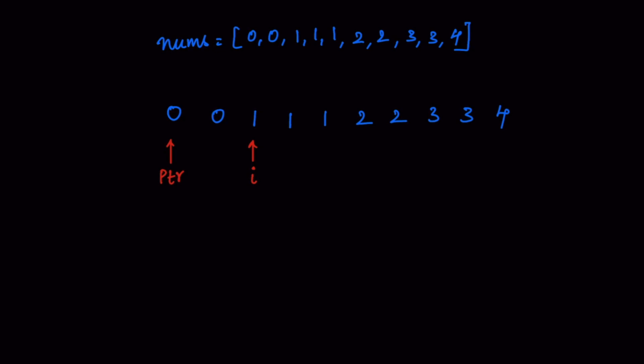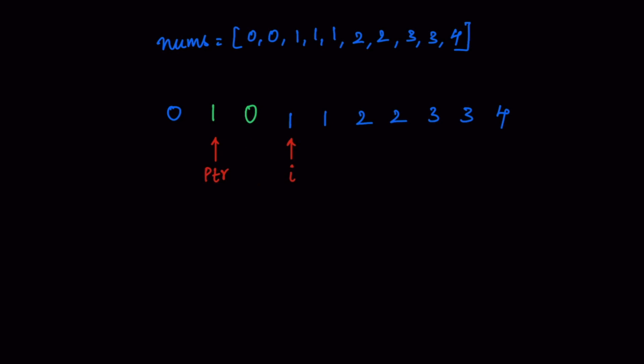Then in this case, we are going to do two things. First is to increment our ptr pointer and the next one is to swap the values. So first we increment the ptr. Yes, ptr is incremented. Now nums of ptr and nums of i need to be swapped. After swapping, we get this. Now the values of nums of ptr and nums of i are swapped. Then the i value will be incremented.